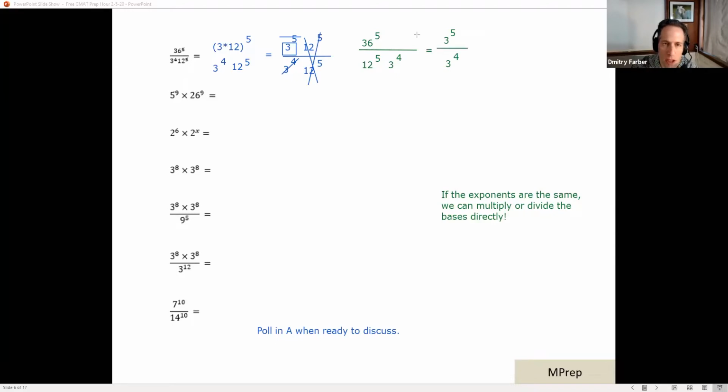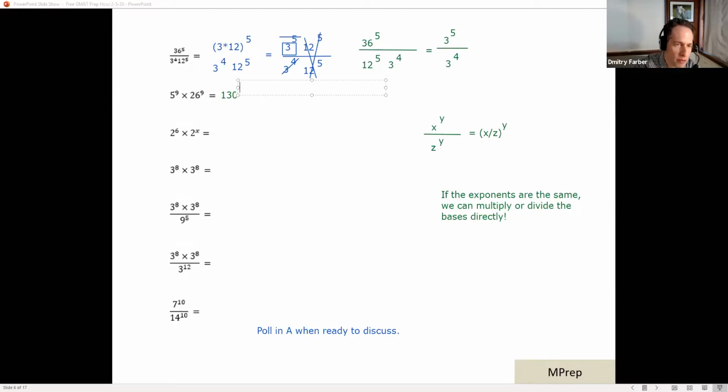And this can be very useful, especially if I don't know how to break things down. If I have x to the y over z to the y, I don't have to know what any of those are to say that's the same as x over z to the y. I don't care what those mean, that's just true. The same thing applies when multiplying. If I have 5 to the 9th and 26 to the 9th, I can just multiply those together and get 130 to the 9th.